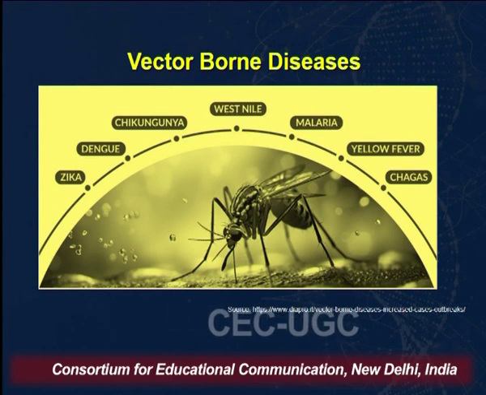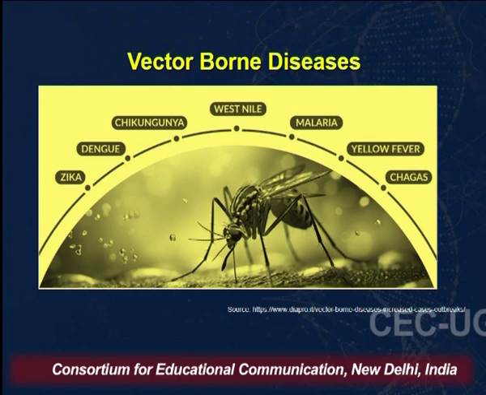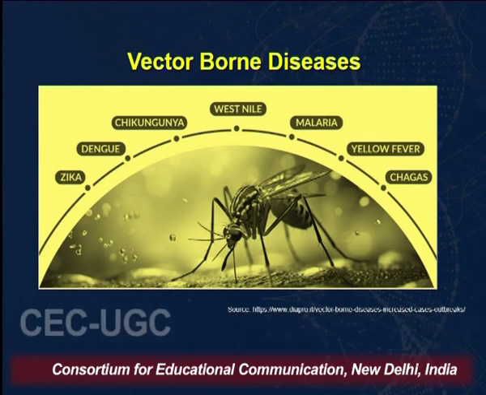Now, we know that vector borne diseases are a diverse group of illnesses which have infected various places and most of the countries across the globe. There are various vector borne diseases which can be easily found, like Zika virus, dengue virus, chikungunya, West Nile, malaria, yellow fever and Chagas disease. These constitute the vector borne diseases, and every year many new diseases are also coming up.